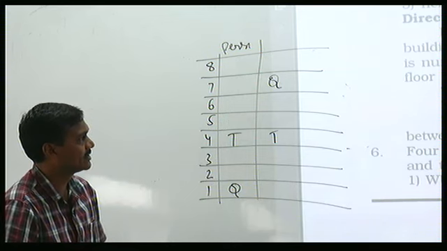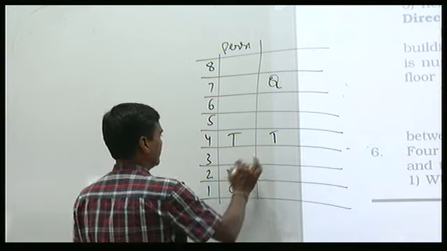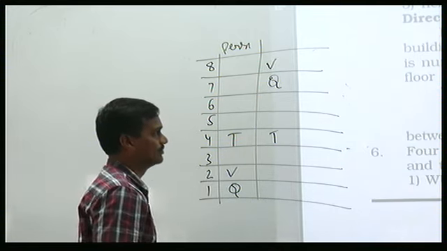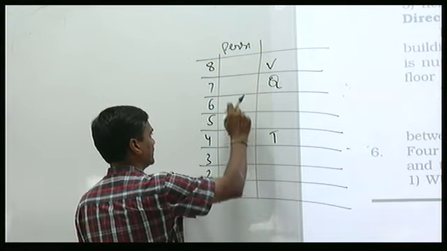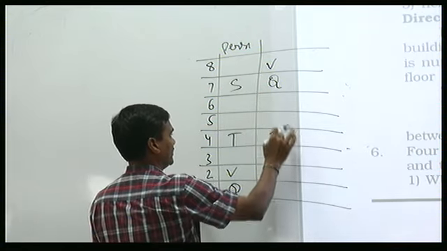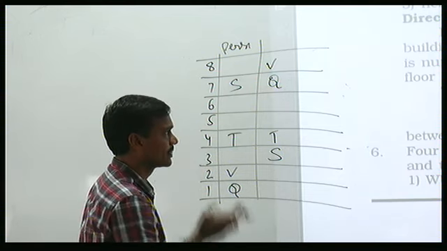Then, V lives on the floor immediately above Q. V immediately above Q. 4 people between V and S. V and S, 1, 2, 3, 4. 4 in between V and S.